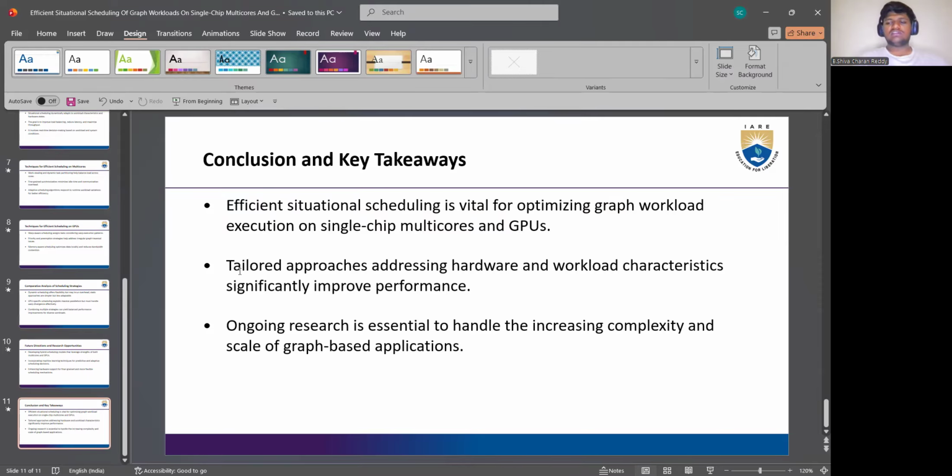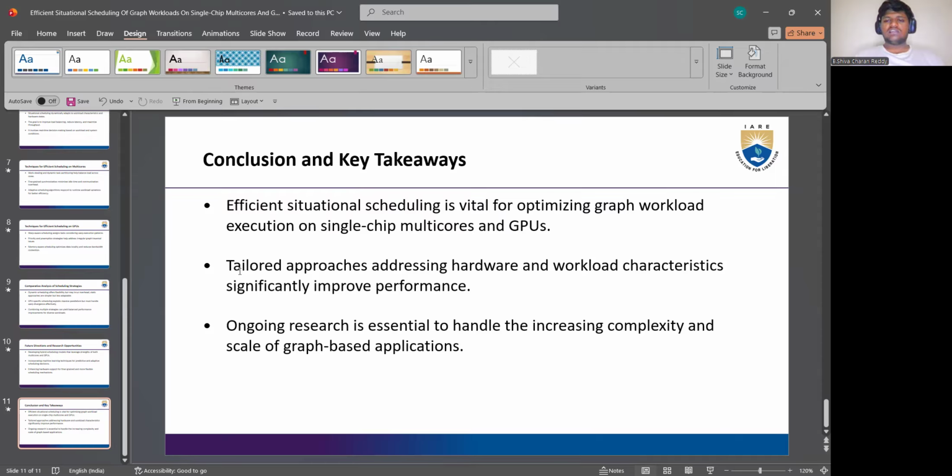Coming to the conclusion and key takeaways: efficient scheduling is essential for optimizing graph workload execution on single-chip multi-cores and GPUs. Tailored approaches addressing hardware and workload characteristics significantly improve performance. Ongoing research is essential to handle the increasing complexity and scale of graph-based applications. Efficient scheduling is definitely the most important for optimizing graph workloads on multi-core processors and GPUs. If it is not properly done, the workload may increase or it may not be processed properly. Tailored approaches addressing hardware and workload characteristics can significantly improve performance.